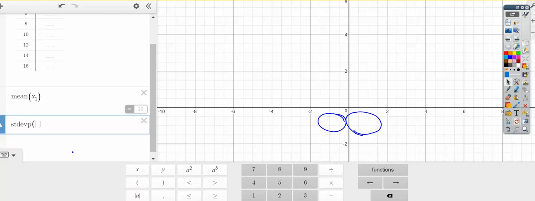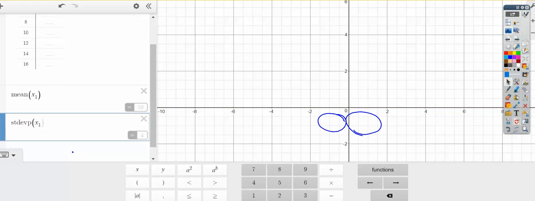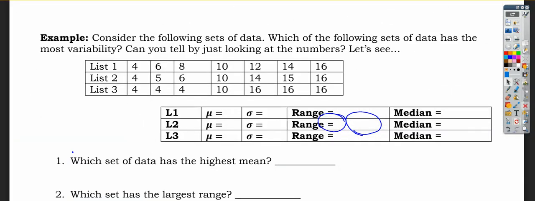Remember I talked about there being a little bit of a difference between population and sample data. But in this class, we focus on the population, which is standard deviation P. And if I type X1, it's going to tell me my standard deviation is 4. So I can actually go over to my table in my notes. And my mean was 10 for L1. My standard deviation was 4.